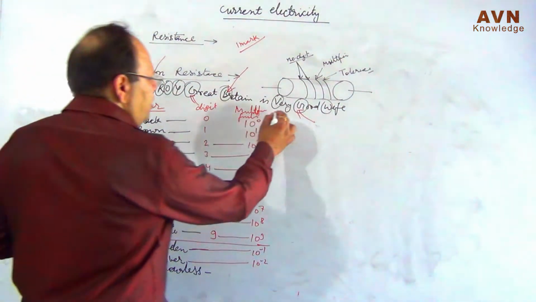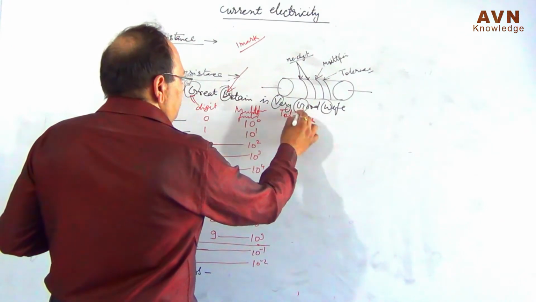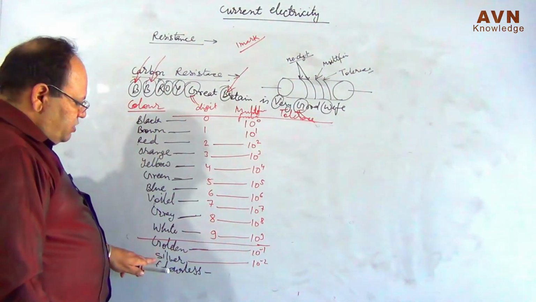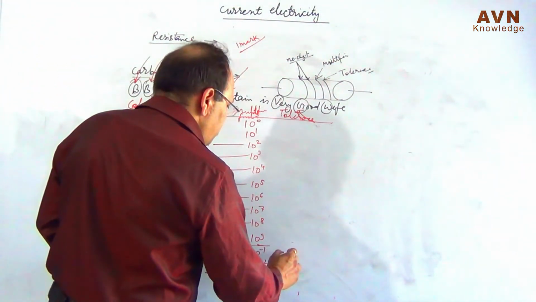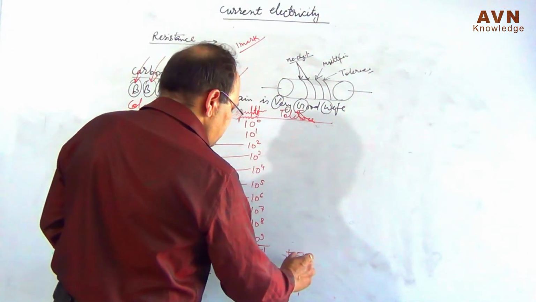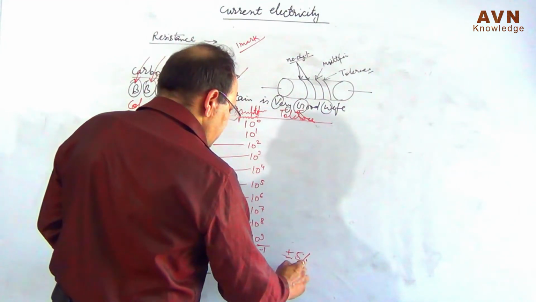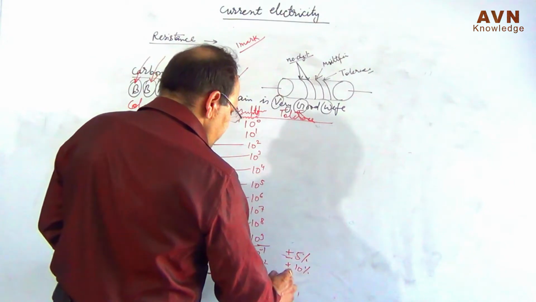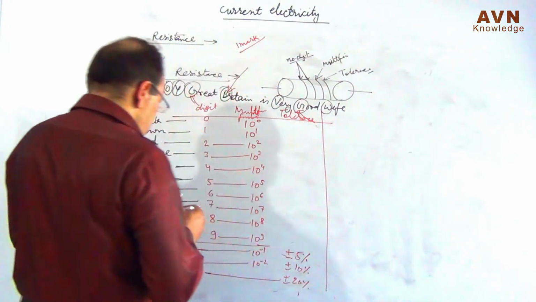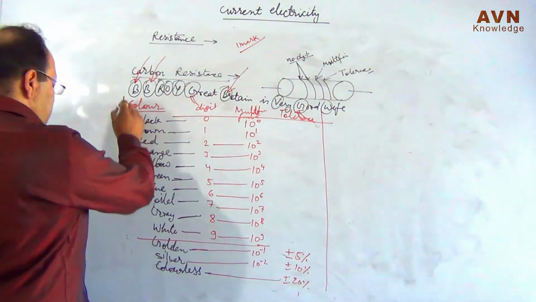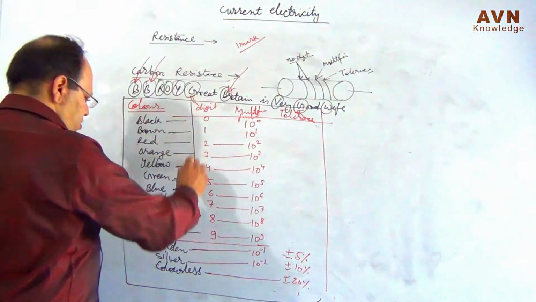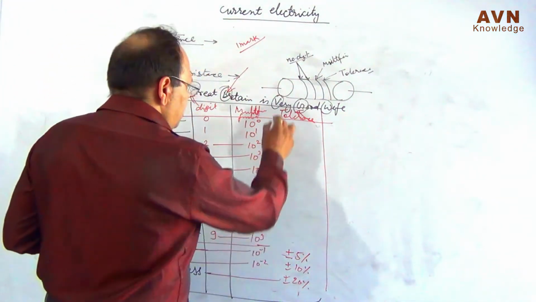And last is tolerance. Tolerance is always given by golden, silver and colorless: golden is plus minus 5%, silver is plus minus 10% and colorless is plus minus 20%. This is the tolerance, and this is the table of the carbon resistance. So at first we make the table in this format.